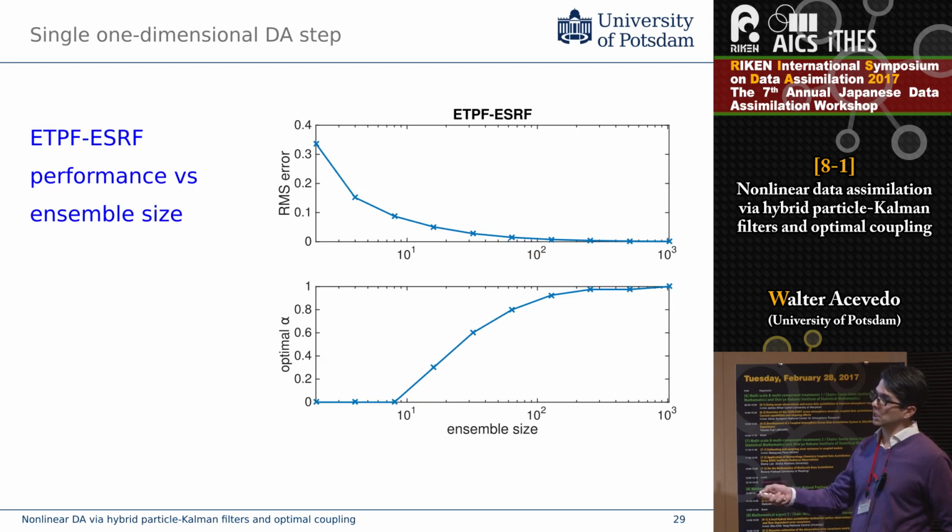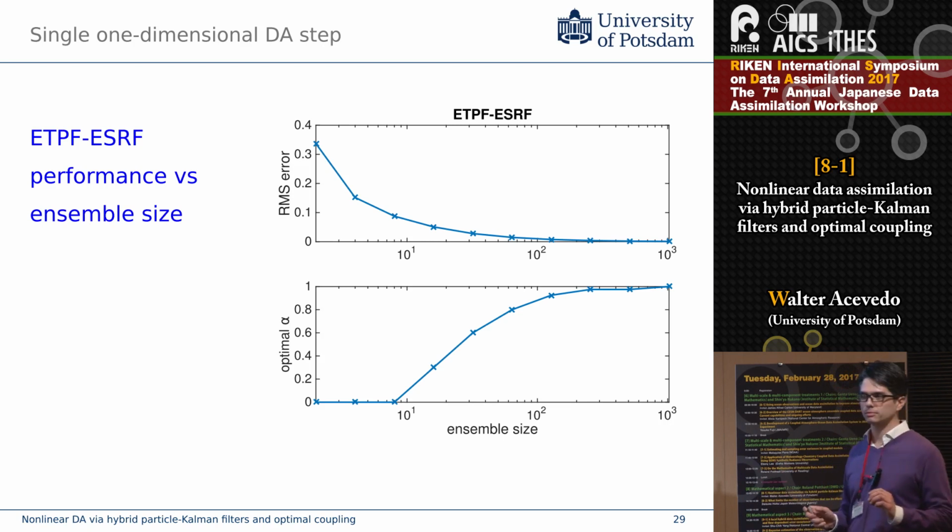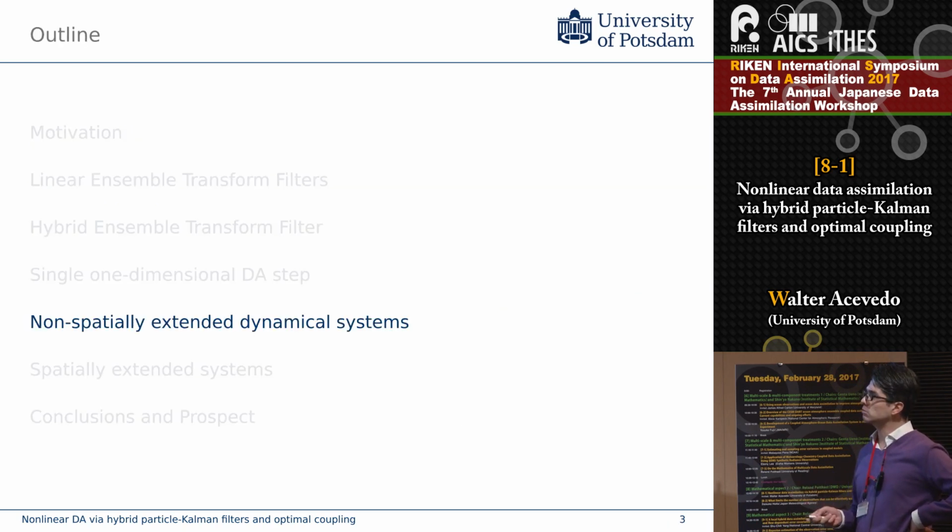In order to get the smaller errors. But at some point, it starts being profitable to give some of the observation information to the particle filter. And as we increase the ensemble size more, we can go further and further, and eventually we just use the particle filter alone in order to get the best results. So this is how it works for a very simple case, just 1D.